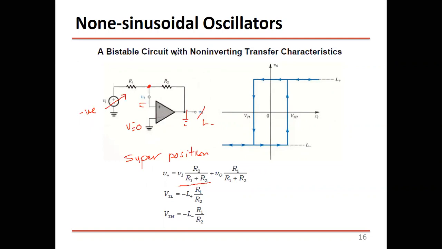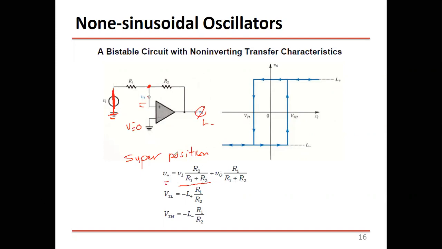Now, you assume that this one is 0, and you find V plus due to V output only. In this case, if this is 0, then V plus is V output times R1 divided by R1 plus R2. Then you add them together, because with superposition you have to add the two outputs. You add them together, you get V plus.